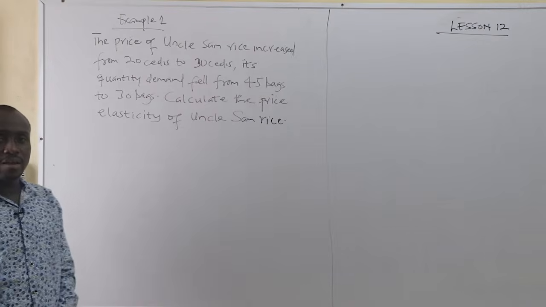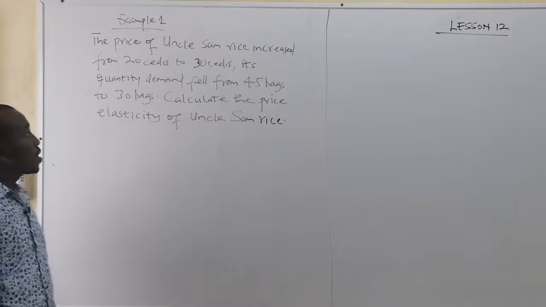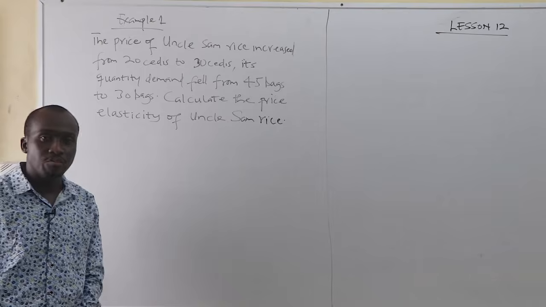So let's say you have an example here we want to use to explain what we just spoke about. The price of Uncle Sam rice increased from 20 cedis to 30 cedis. Quantity demanded fell from 45 bucks to 30 bucks. Calculate the price elasticity of the Uncle Sam rice.